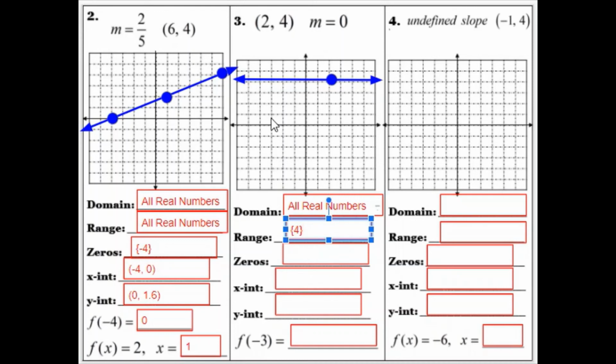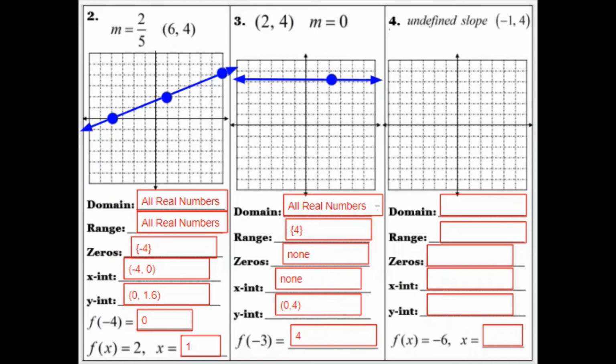My zeros, well, it never touches the x-axis, so that means there are none and no x-intercepts. And the y-intercept is here at 0, 4. F of -3, well, it really doesn't matter what this number is, no matter what x is, y is always 4.